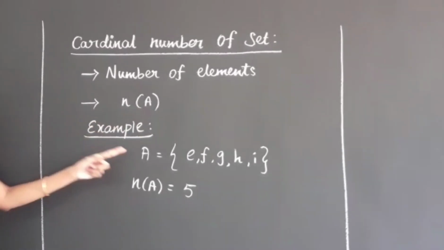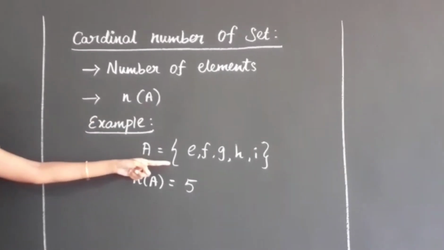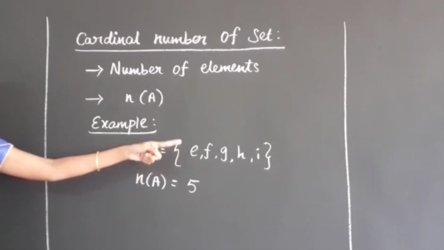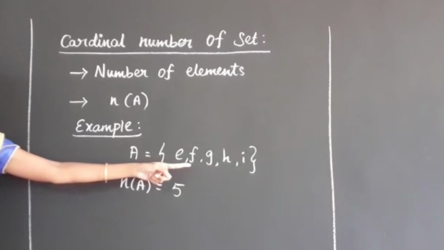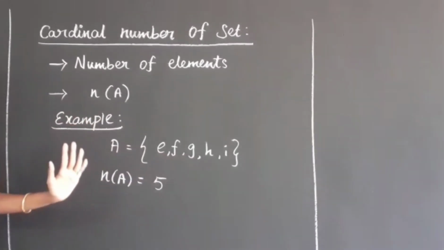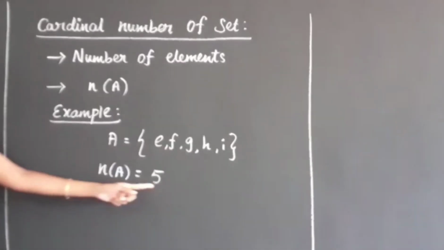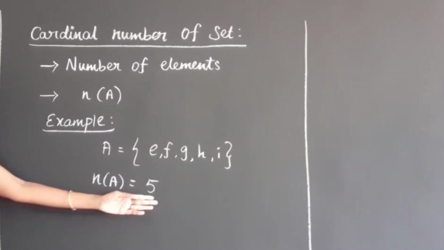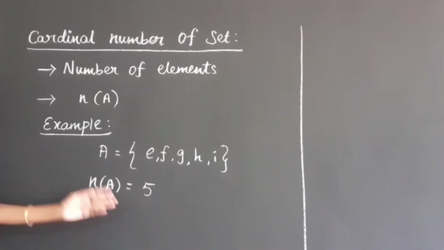For example, A equals the set {E, F, G, H, I}. Here, totally how many elements are there? 1, 2, 3, 4, 5. Totally 5 elements. Am I right? So, n(A) is 5. The number of elements in the given set A is 5. This is the cardinality of the set A.